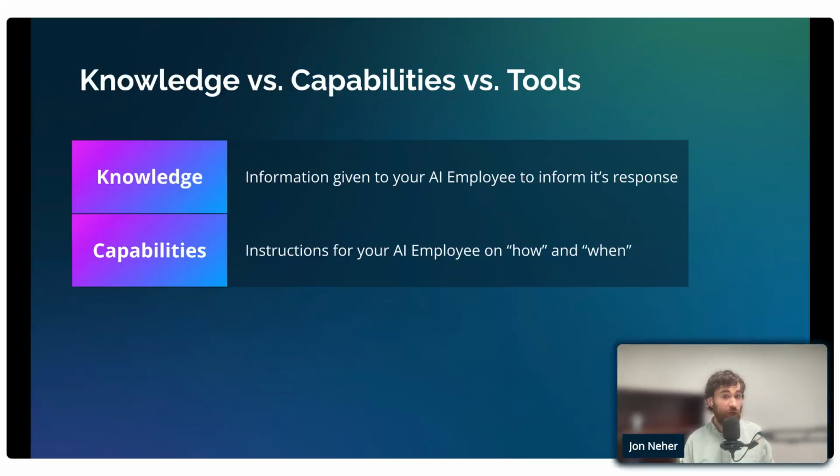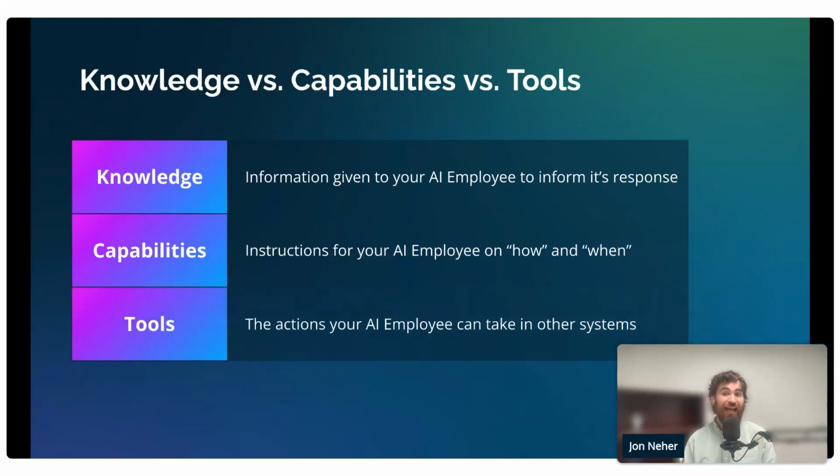And finally, there are tools. And these are the actions that your AI employee can take in other systems using APIs. And that might be looking up live information in another system. It might be creating a booking in an outside calendar. Or it could be doing something like creating a conversation record with another system.